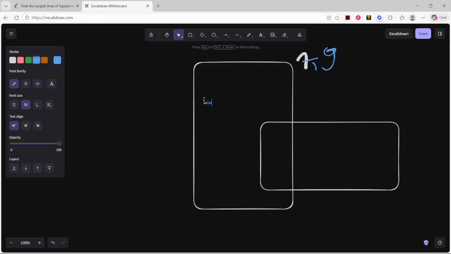Right. Minimum x is equal to the max of both: bottom left i x and bottom left j x.